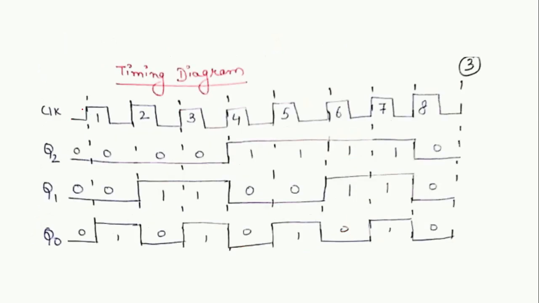Once again, the timing diagram has been designed for positive edge triggering. 0 0 0, then 0 0 1 for the first clock cycle, for the second clock cycle 0 1 0, third clock cycle 0 1 1, fourth clock cycle 1 0 0, fifth clock cycle 1 0 1, sixth clock cycle 1 1 0, seventh 1 1 1, and the last, eighth, recycle condition 0 0 0.